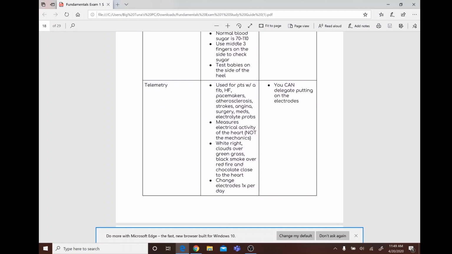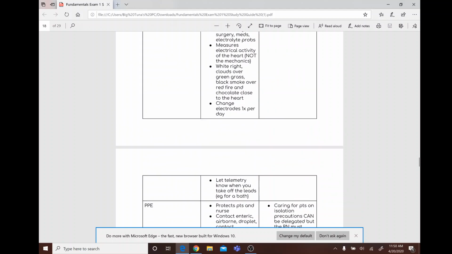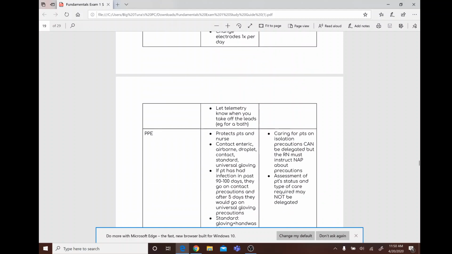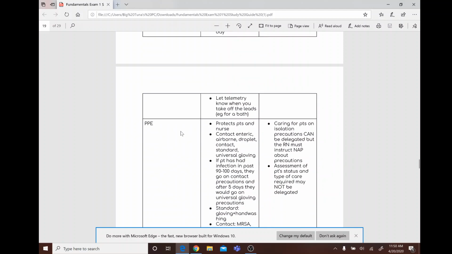All right, who are we going to use telemetry on? Patients with AFib, heart failure, pacemakers, atherosclerosis, strokes, angina, surgery, meds, and electrolyte problems. What does telemetry do? It measures the electrical activity of the heart. What's a good way to remember how to put them on? White right, clouds over green glass, black smoke over red fire, and chocolate close to the heart. How often do we need to change the electrodes on telemetry? 1 time a day. What are we also going to do when we take the telemetry leads off? We're going to let telemetry know. Can you delegate telemetry? You can delegate putting the leads on.